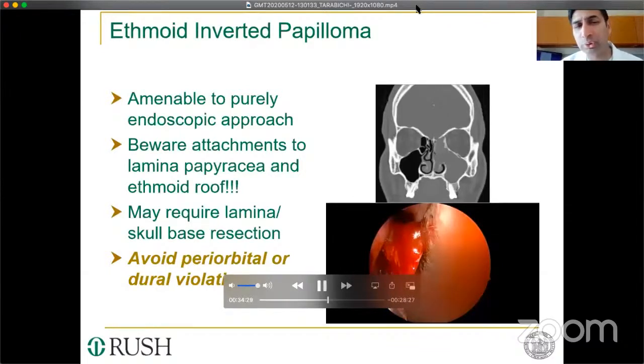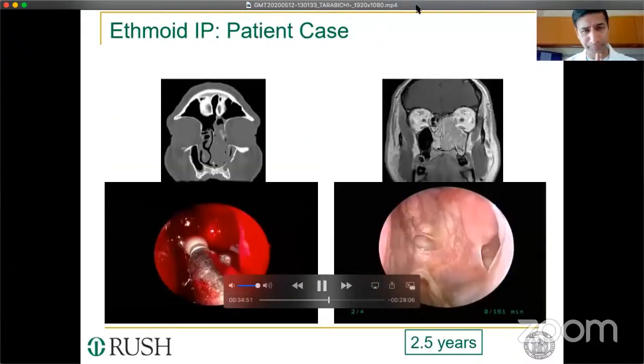I would also strongly advise that you can resect the lamina. On rare occasions, I've had to resect the skull base as well, but avoid periorbital or dural violation. If you do that, your next recurrence may be within the orbit or maybe within the brain. Those are great barriers for benign tumor spread, and they ought to be respected.